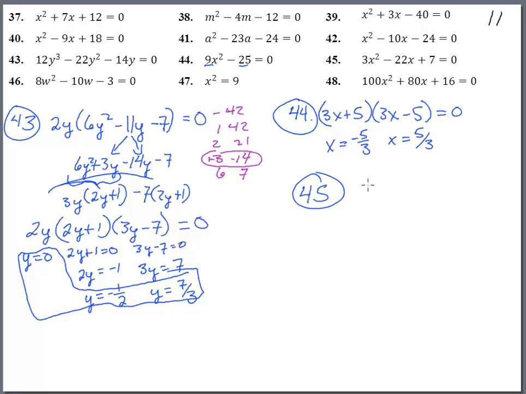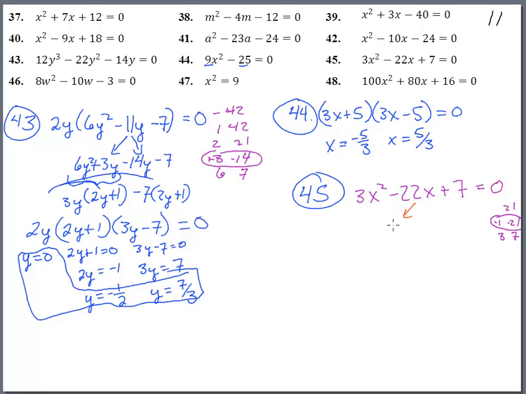Ooh, this one looks not so nice. We've got 3x squared minus 22x plus 7 equals 0. To factor, this is a trinomial where the leading coefficient is not 1. So we're going to take 3 times 7, and that's the number 21. 1 and 21, or 3 and 7. That's all we have. Looks like this one right here is going to be the one that will add up.